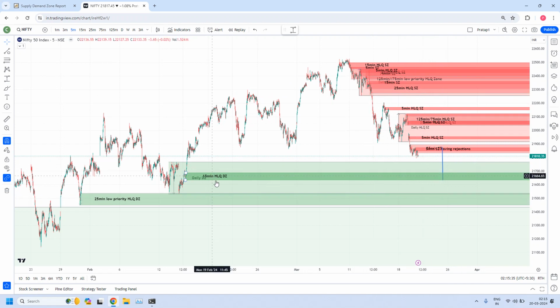But see the demand. You have only this high liquidity demand zone here. Below that you have a 25 minutes low priority demand zone. But all these are high priority supplies. That point you should not forget. By looking at this picture, you will clearly understand whether demand is strong or supply is strong.